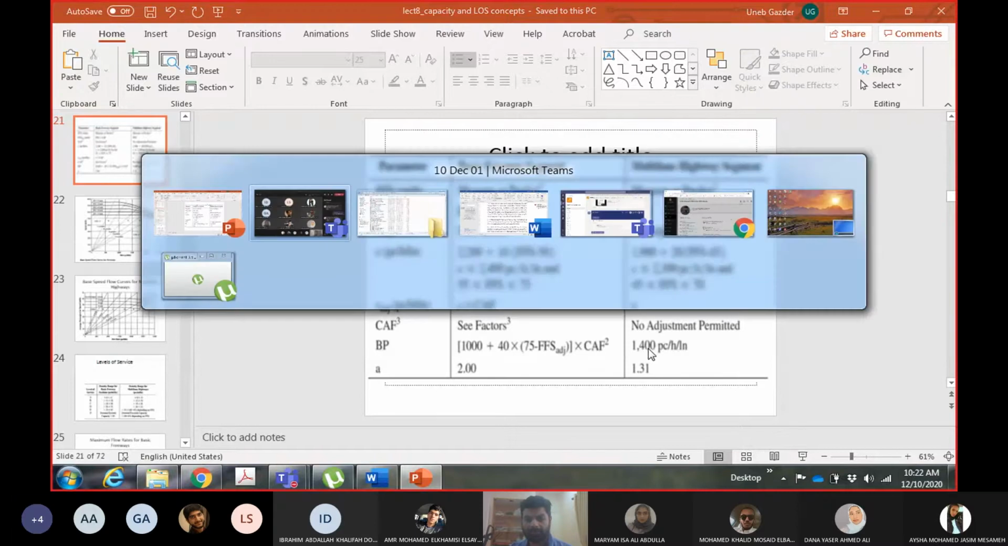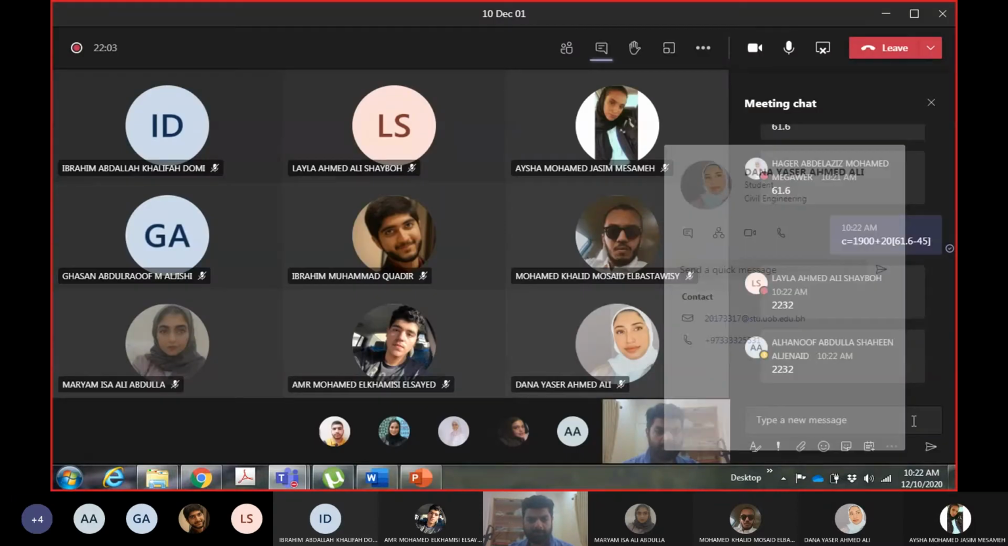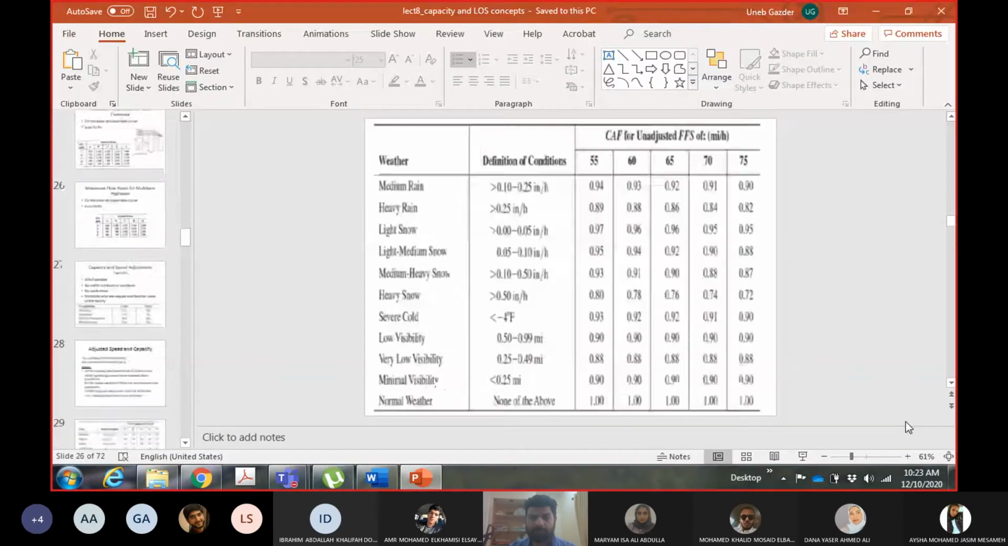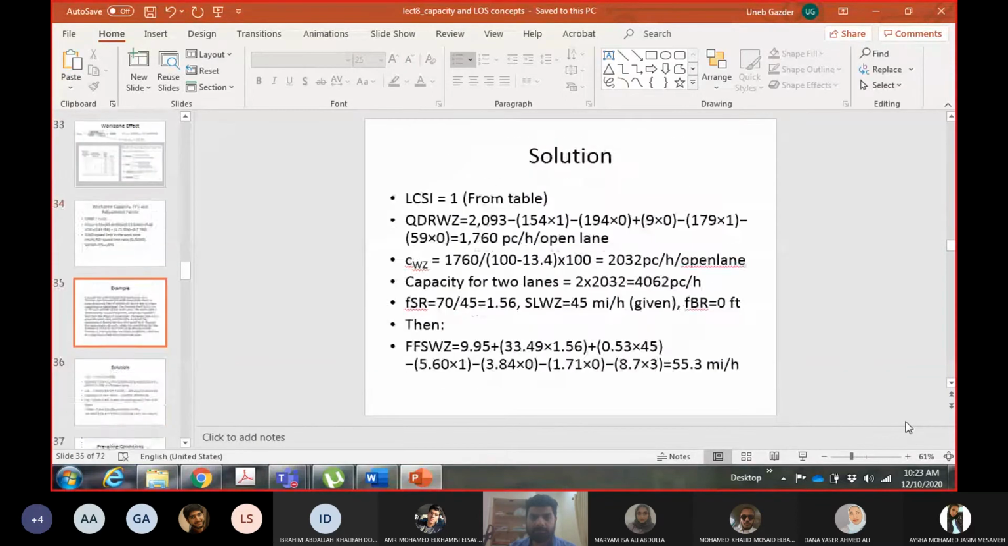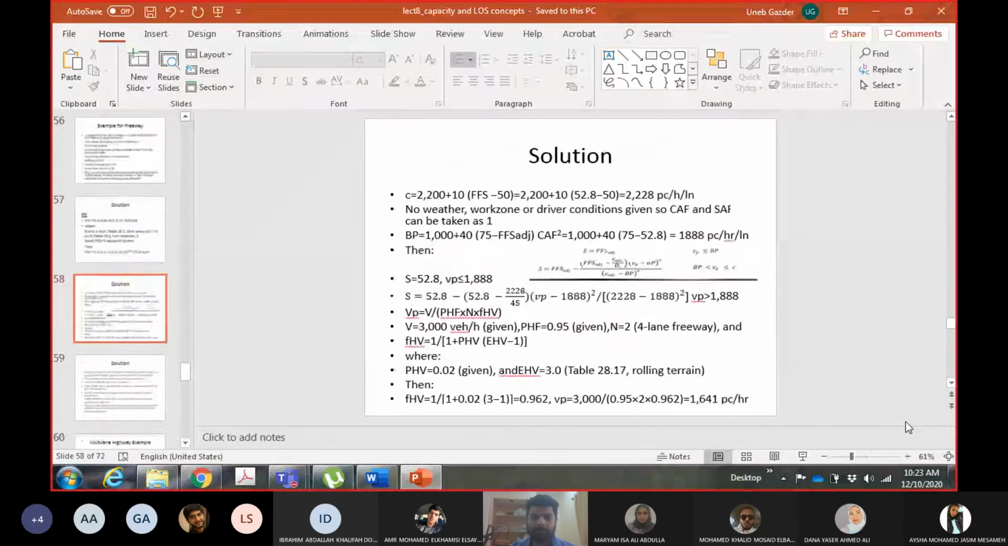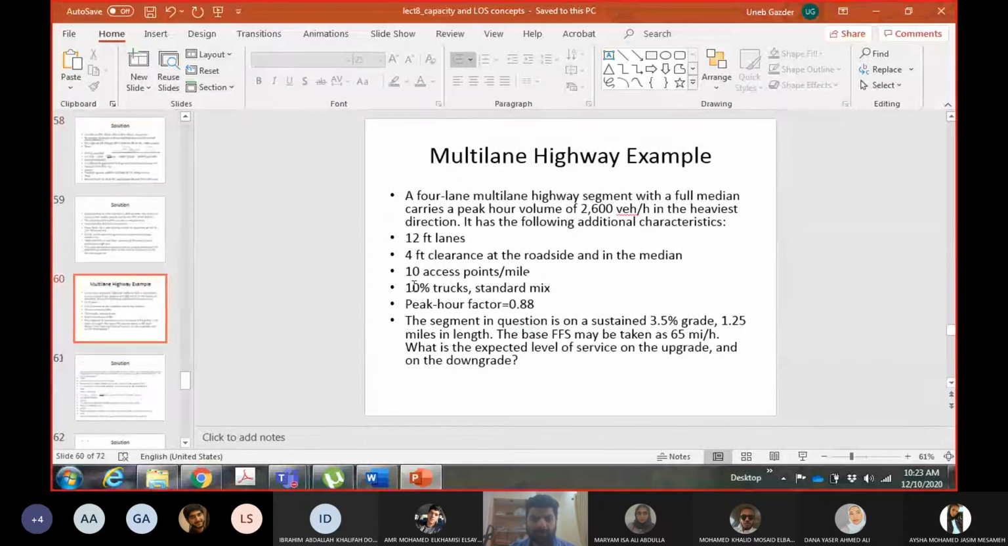So the given volume was 2600. For doing that, I know I have to find out FHV. For VP, I have to divide volume by peak hour factor, number of lanes and FHV. So first of all, let us find out FHV. So FHV is 1 upon 1 plus PHV. How much is PHV? Percentage of heavy vehicles, 10%.